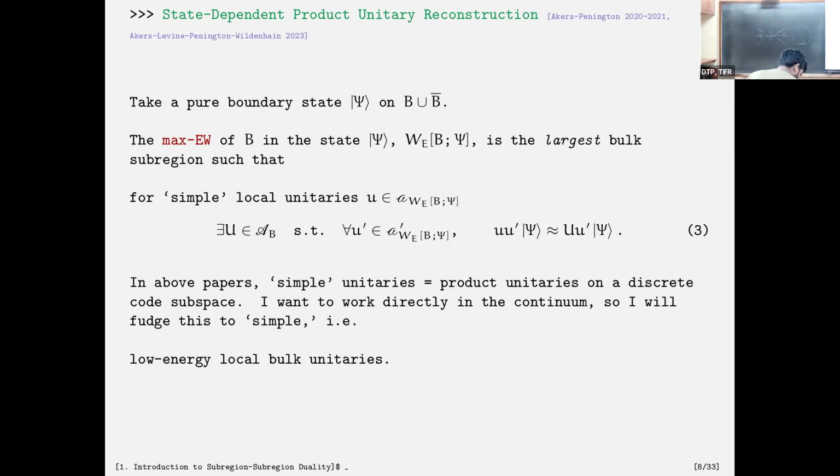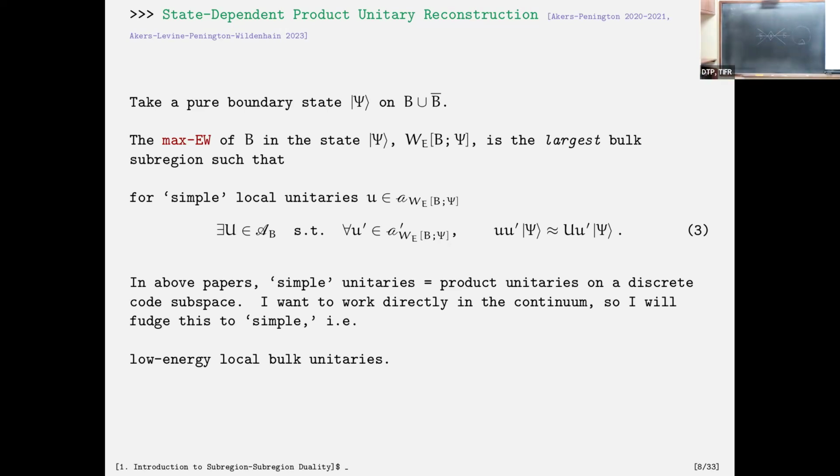So for example, the causal bridge satisfies it. If you have little u at the causal bridge, as long as u prime is in a space-like subregion and doesn't affect the causal bridge, then the HKL unitary will do the job. But it is not the largest such. In general, there might be larger ones.